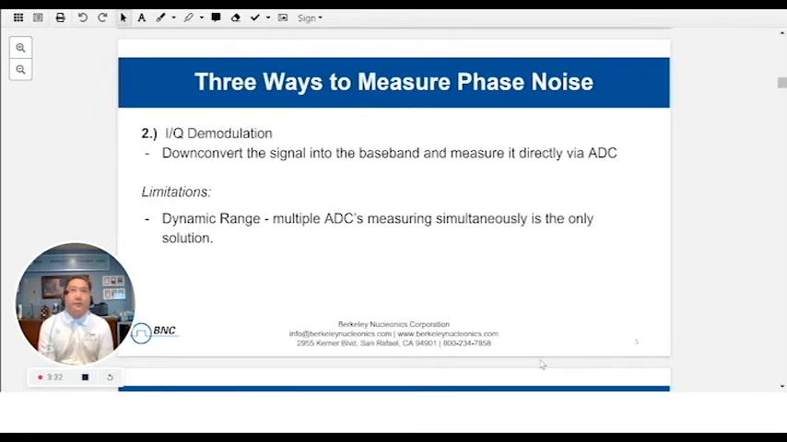The second way to measure phase noise is through IQ demodulation. This is basically down converting your signal into baseband and measuring directly through an analog to digital converter. This is very interesting, as it is the only digital method to measure phase noise. But the main limitation to that is you will need to have multiple ADCs within your unit to measure simultaneously. And that really equals a very high price. From my experience, there's only one manufacturer that offers this type of solution on the market. And it is not Keysight. It is not us. Only one person left. I will let you take the guess.